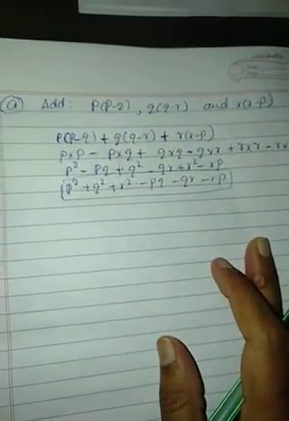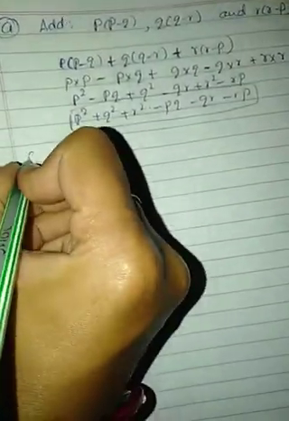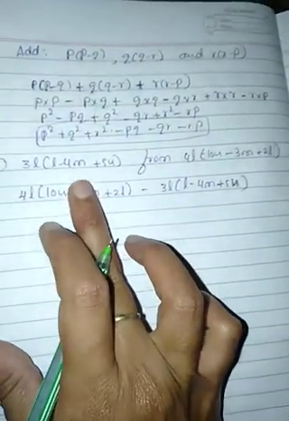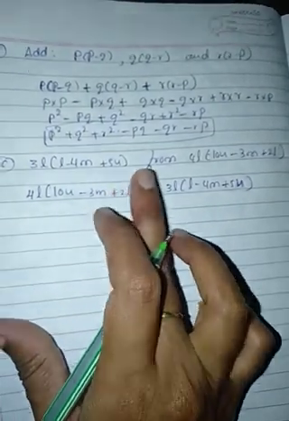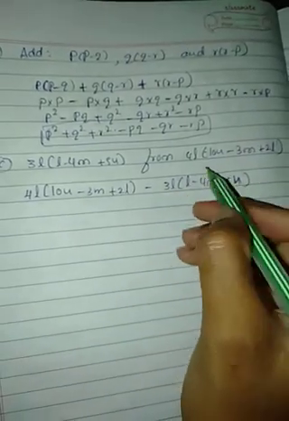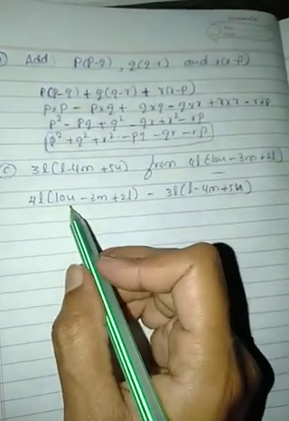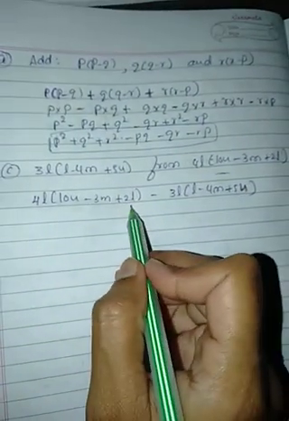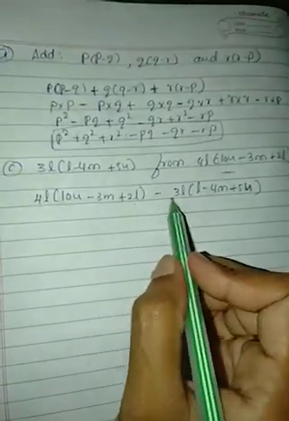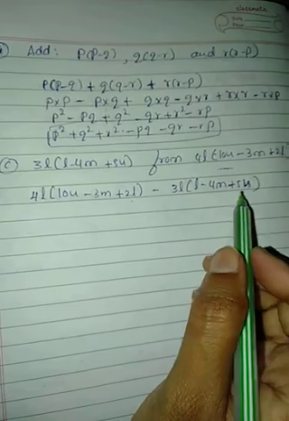So subtraction can also be done like this. I can solve one problem for subtraction, that is one C. See this one: 3l into l minus 4m plus 5n subtract from this one. So first we have to write this one, that is 4l into 10n minus 3m plus 2l, and we have to subtract this one from this. So minus 3l into l minus 4m plus 5l.